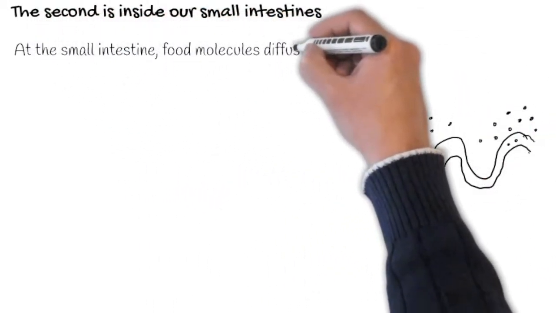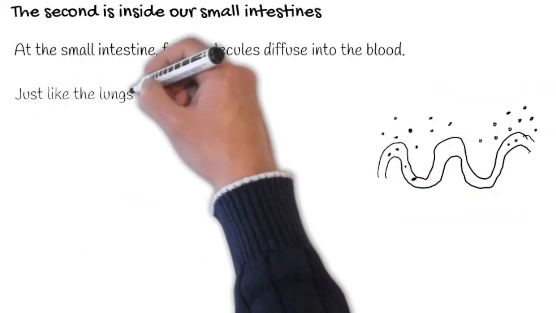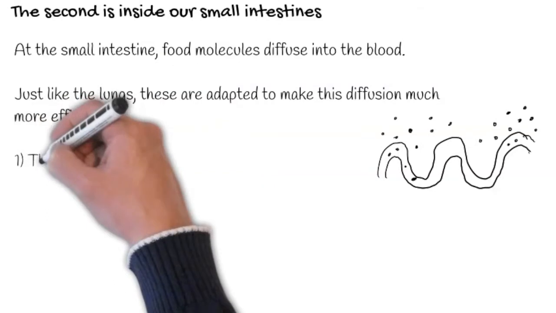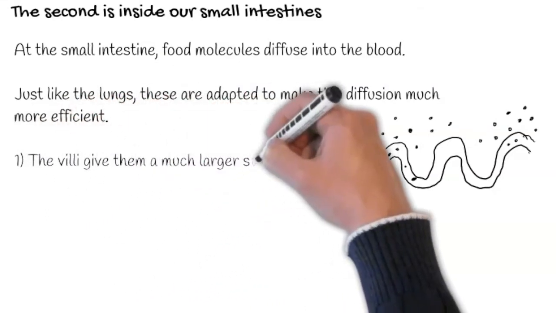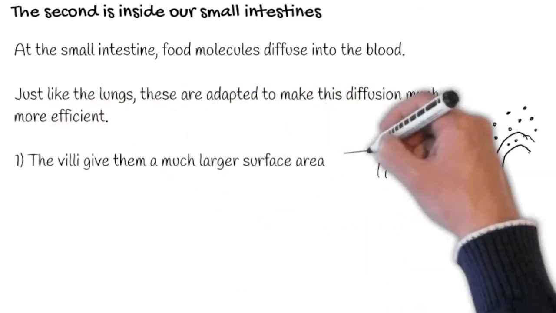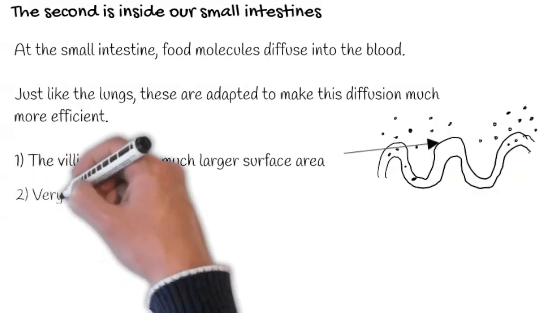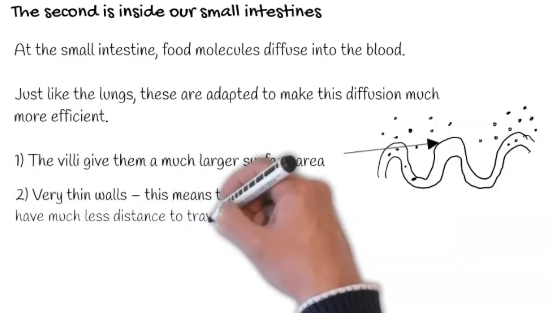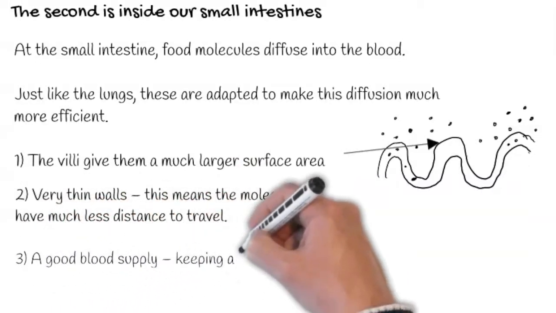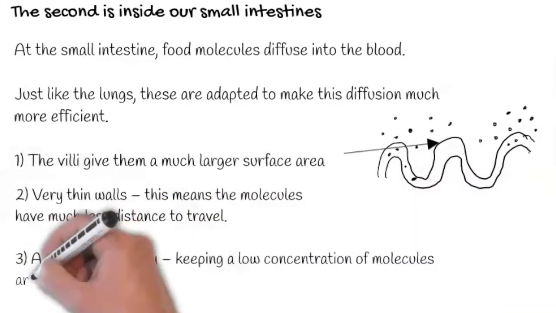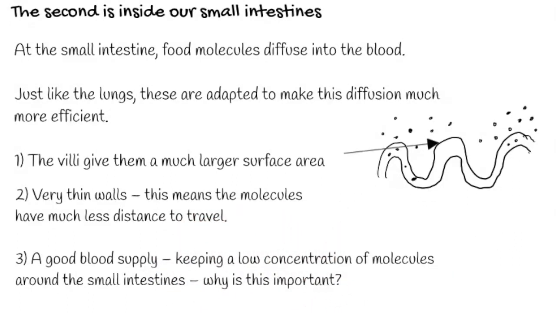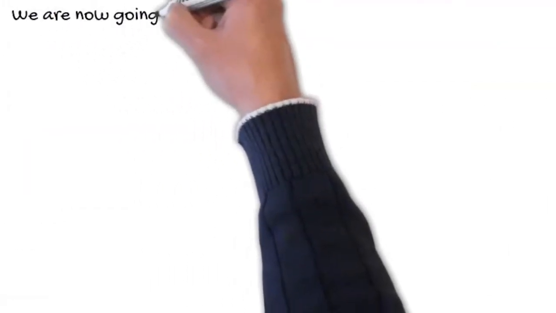At the small intestine, food molecules diffuse into the blood. Just like the lungs, these are adapted to make this diffusion much more efficient. Number 1, they have villi, which give them a much larger surface area. 2, they also have very thin walls, meaning the molecules have less distance to travel. And 3, they also have a good blood supply, keeping a low concentration of molecules around the small intestines. This is important, so diffusion can happen quicker.